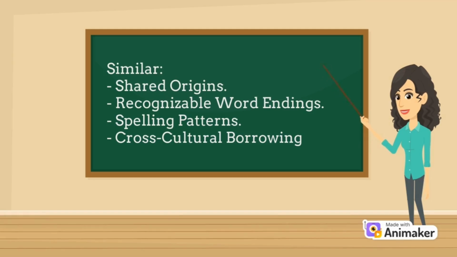The third one is spelling patterns. That is, many cognate words have almost identical spellings. And the last one, cross-cultural borrowing. That is, languages have borrowed words from other cultures, and these words are adapted to each language.